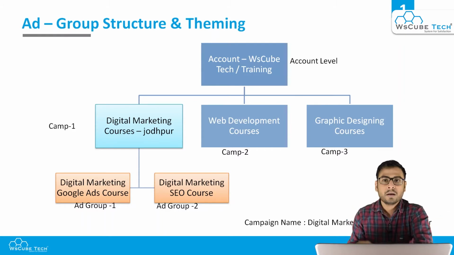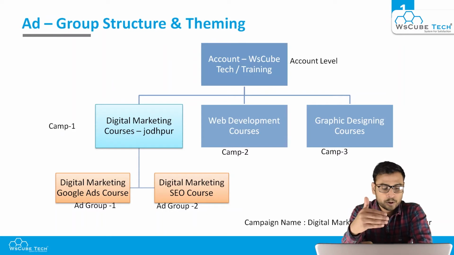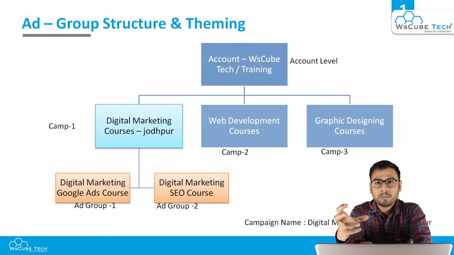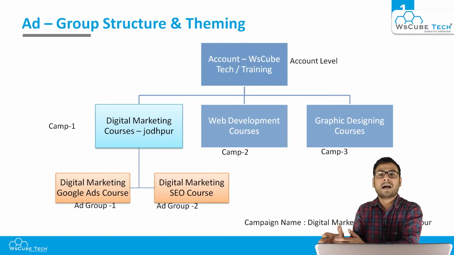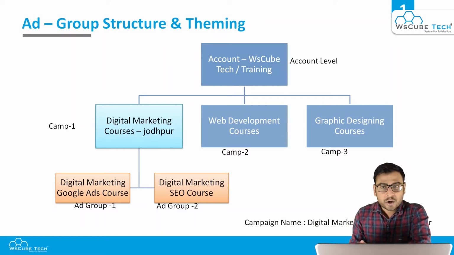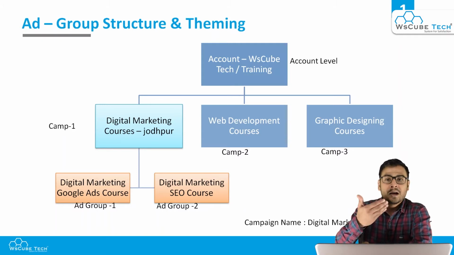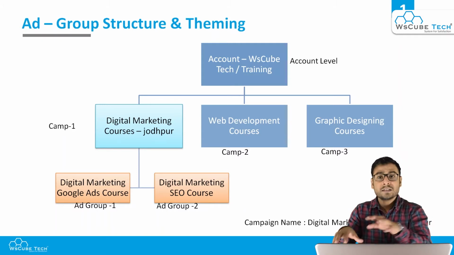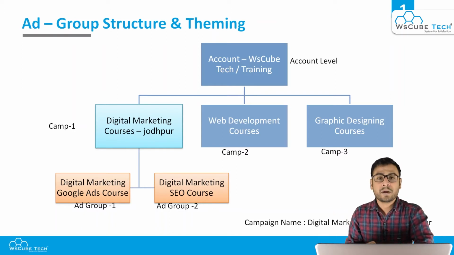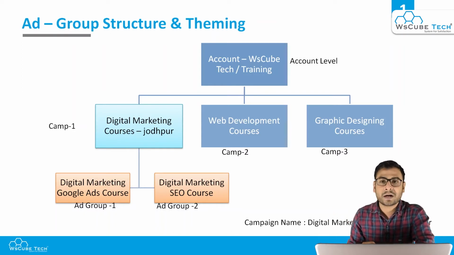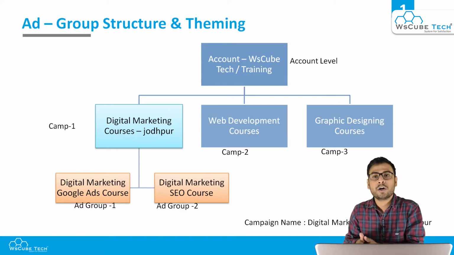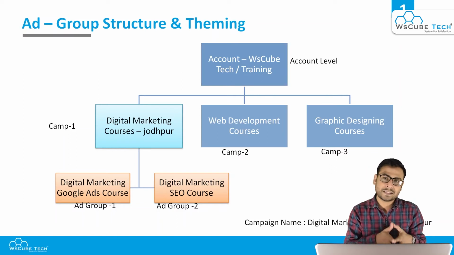All these keywords which are related to Google Ads should be in a single ad group. And if we also want to advertise our search engine optimization course, then we should have a separate ad group for that. We cannot use search engine optimization related keywords somewhere where we are already using Google Ads course related keywords. So this is a basic and very important aspect of ad group creation, where we have to follow this rule that the same kind of keywords should be within a single ad group.